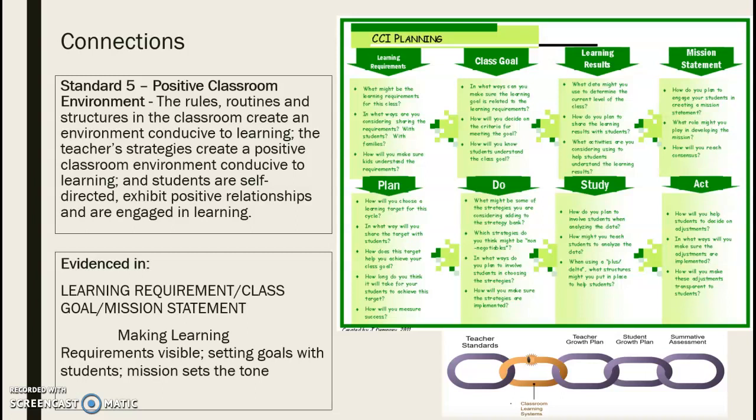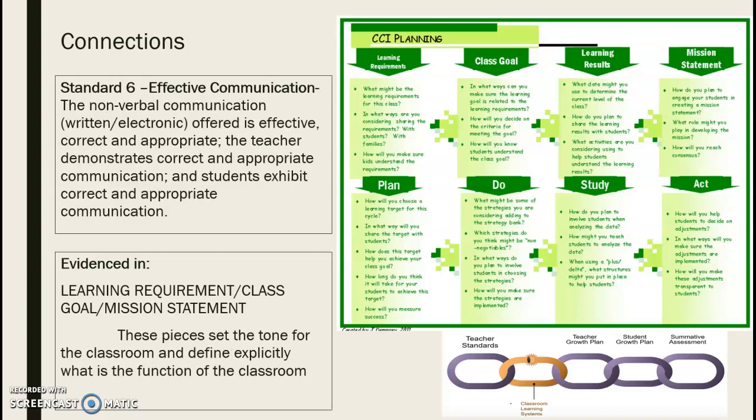When we think about that and the relationship to classroom learning systems, we think about learning requirements, class goals, and mission statements. These pieces really make the learning visible. We're setting those goals with students, and your mission really sets the tone of your classroom to make sure that it is an engaging environment.